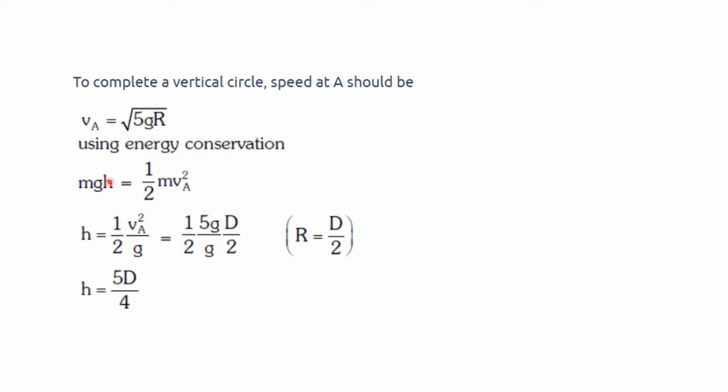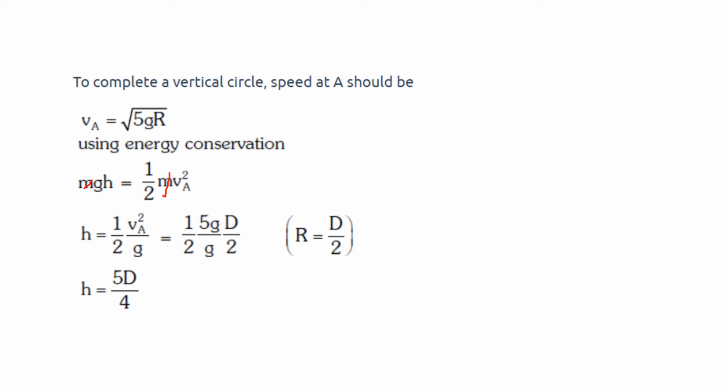Now, what we do is cancel out the m on each side. Okay, so we are left with gh is equal to half vA square. We take g on the right hand side, giving the equation for h equal to half vA square by g.